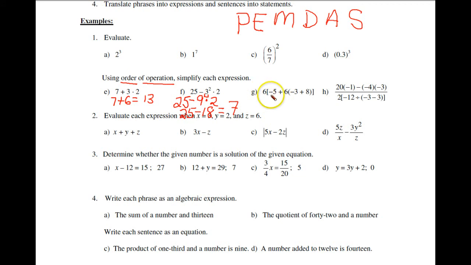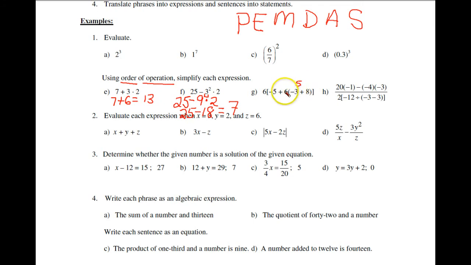Now in letter G, they're going into grouping symbols. Here we have brackets, and here's a parenthesis. So the rule is we do the innermost parenthesis first. So we have to do this first, which will be a 5. A negative 3 and a plus 8 is 5.